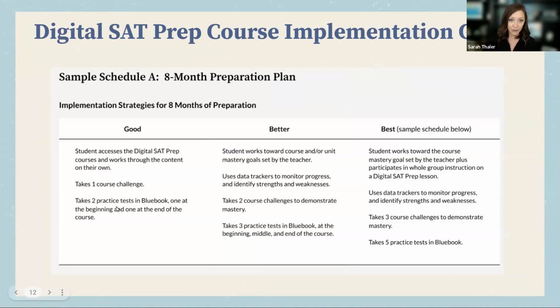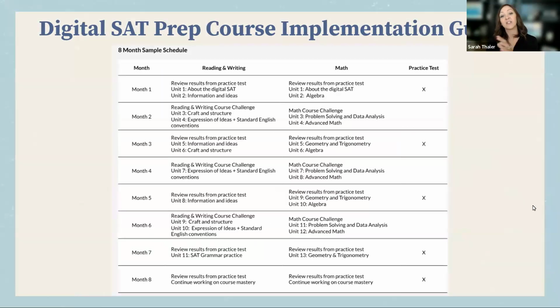So we offer some good strategies, some better strategies, and the best strategies for students who have this long to prepare for the SAT. It could be in a year-long SAT prep course. It could be in a year-long advisory course, or just students who have about 8 months on their own at home that they're planning to use to prepare for the SAT. So there's different strategies. And then besides the strategies, this guide also has sample schedules for students to follow, what units you should be kind of working on and when they should be taking practice tests.